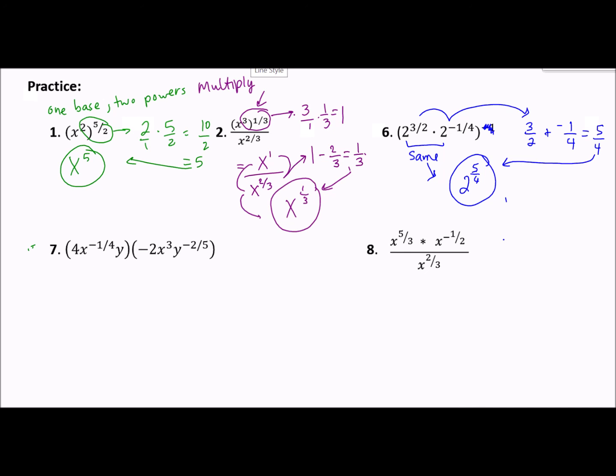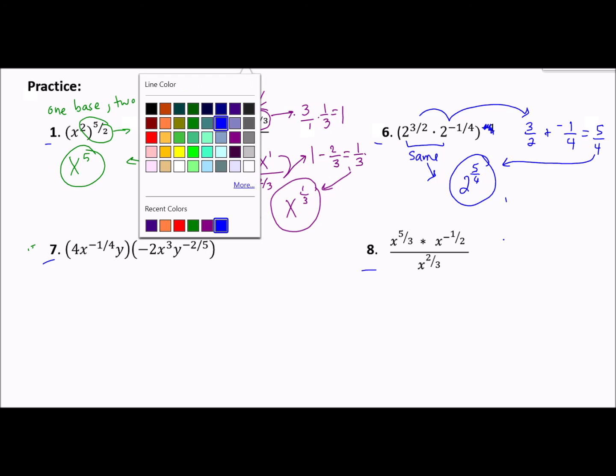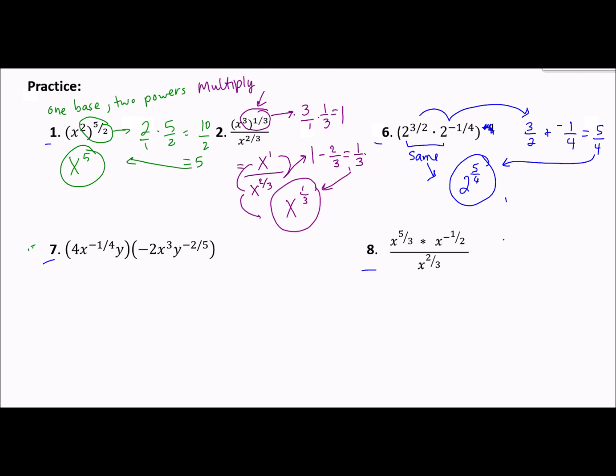Right, look at this doozy. Let's look at this nice one. So we've got a bunch of stuff being multiplied together. We've got 4 times x to the negative 1/4 times y times negative 2 times x to the 3rd times y to the negative 2/5.